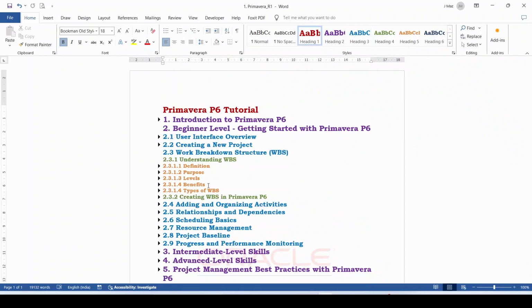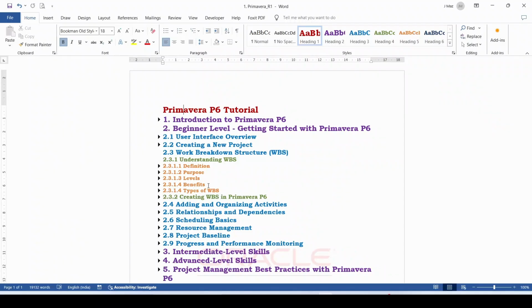So far, we have discussed the definition, purpose, levels, and benefits of WBS. Now, if I ask you how you will create a WBS for your project, to understand it, let's discuss the various types of WBSs which are considered in various industries.